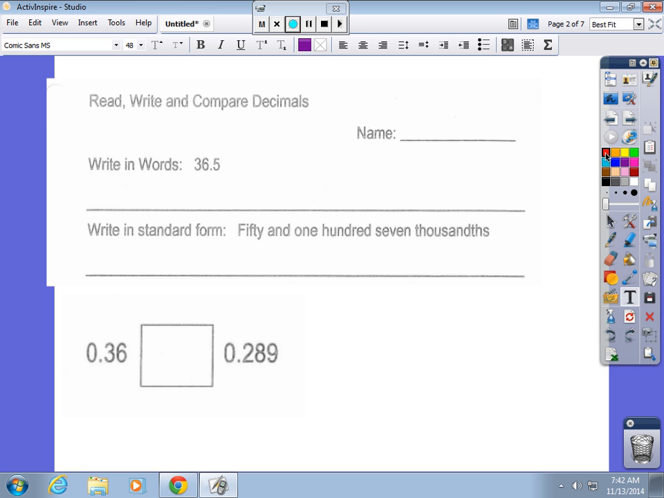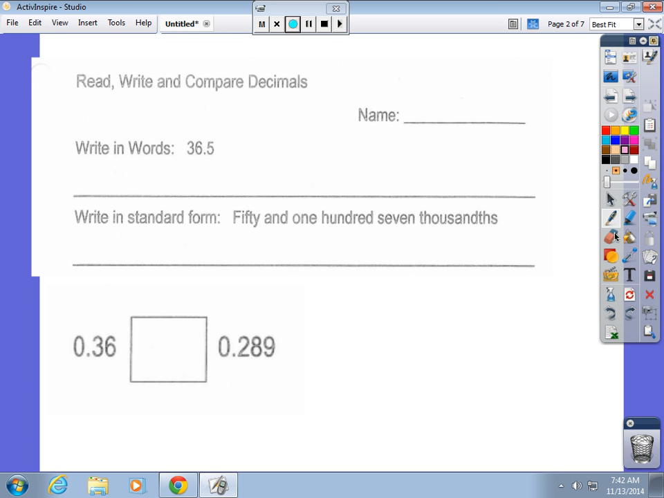Alrighty, let's get right into the math here. Write this number in words. Well, it's very easy to write a number in words if you can read the number. So when I read that number right there, I see a whole number of 36. So I'm going to write 36.